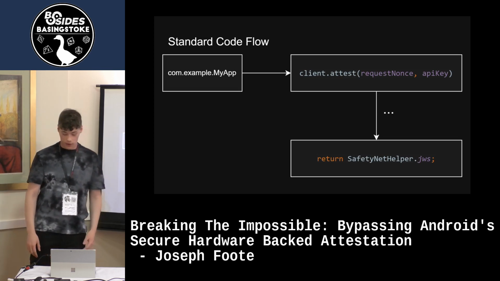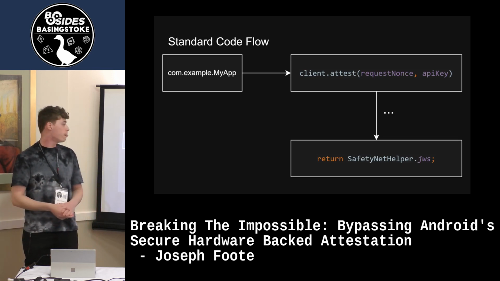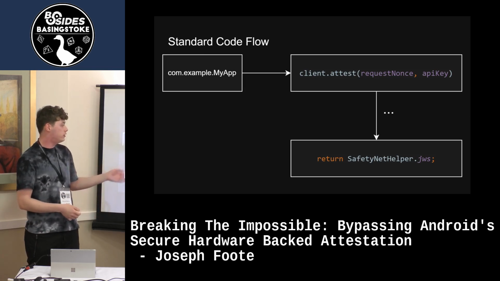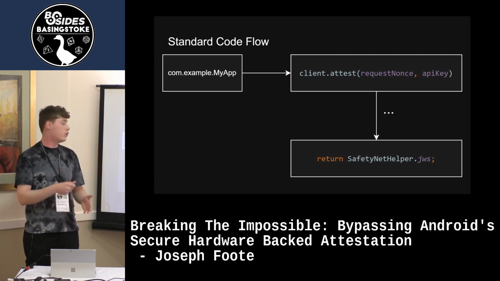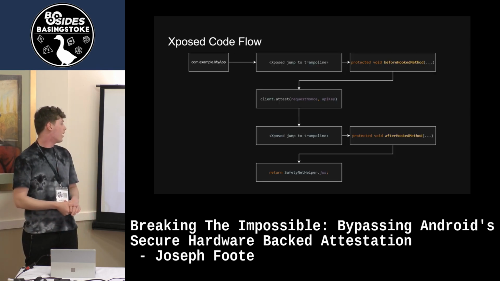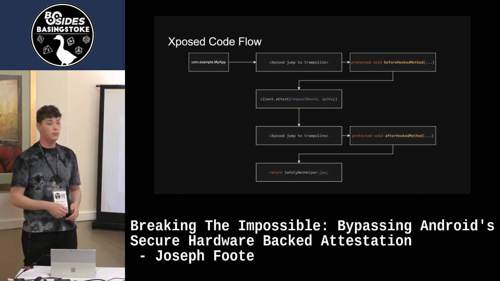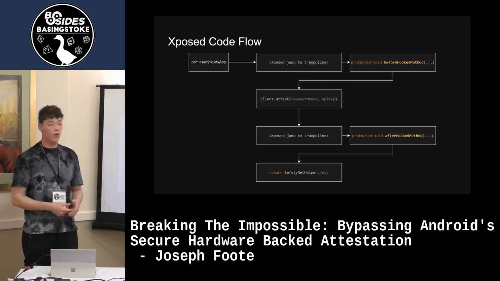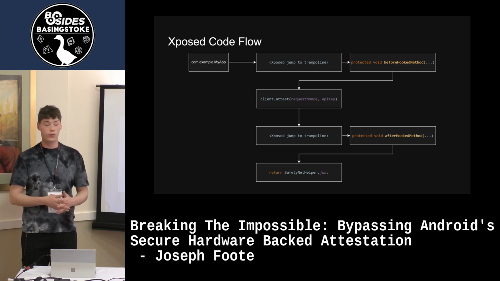And the standard workflow, like I sort of showed before, might look something like this for attestation. The client app calls the attest method, the attestation happens, we get the callback, and we return the JWS. But a standard workflow with Xposed in between might look something more like this. The client application attempts to call the attest function, but that has been hooked by this Xposed framework, and we actually jump to a little trampoline, which sets up all of our parameters, our data, etc. Then we jump to a method called beforeHookedMethod, and this is within our Xposed module.